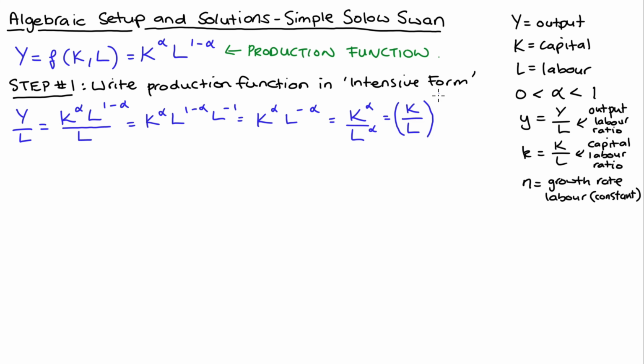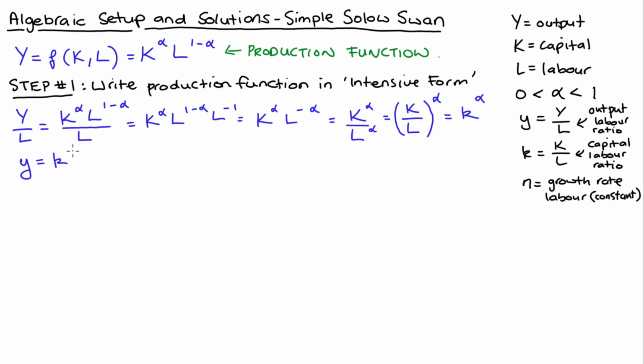Now we can use those variables that we defined before. So big K on big L is little k, so we get little k to the power of alpha. And actually here we have everything that we need to write out our production function in intensive form. So on the left-hand side, our big Y over big L, that's just our little y, and we said that was equal to little k to the power of alpha.